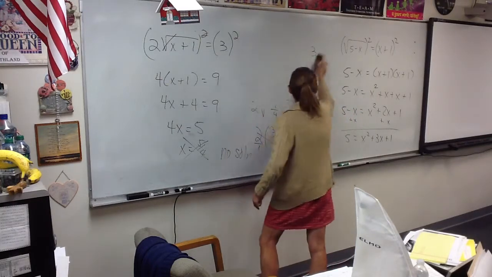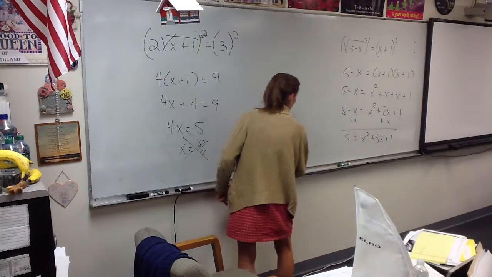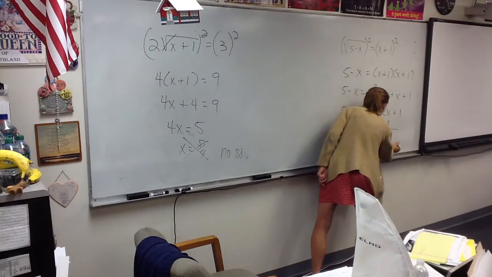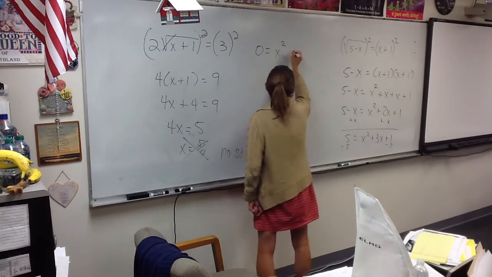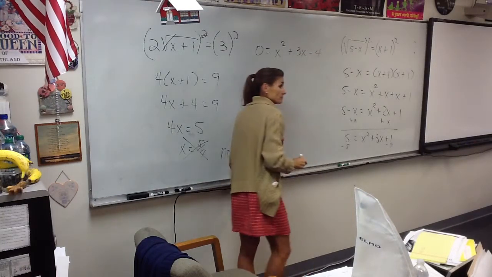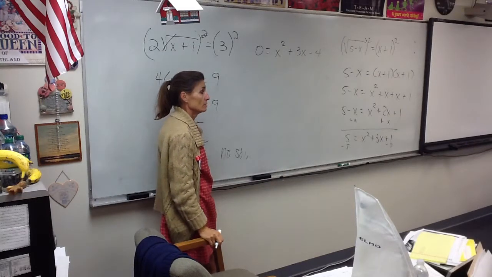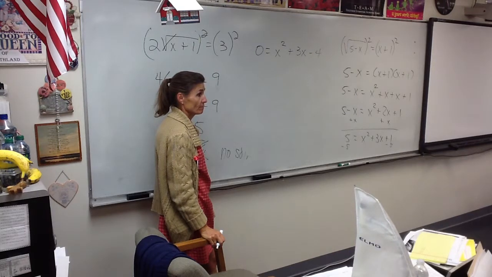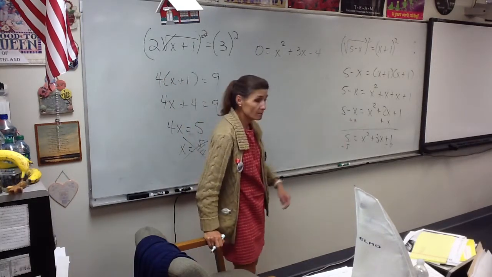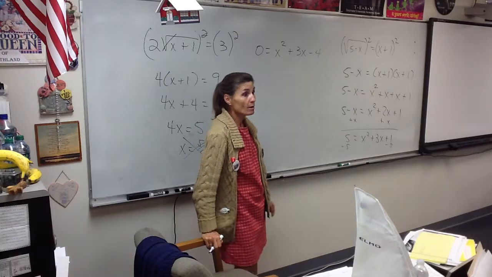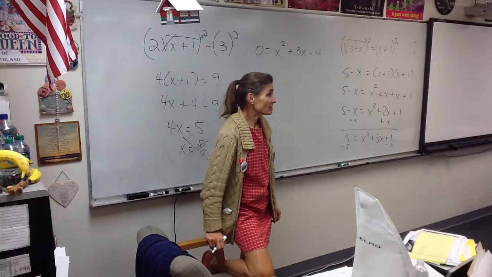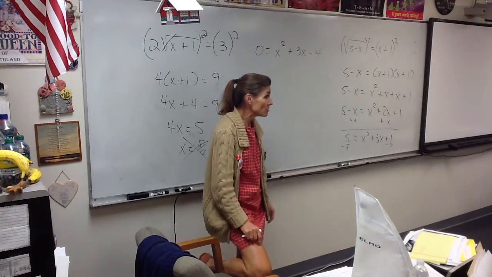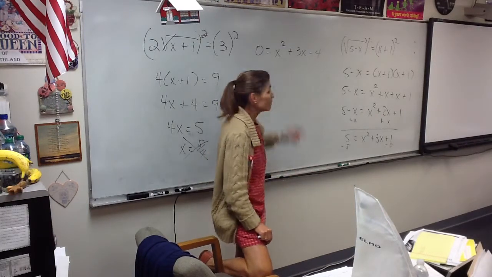And then I will minus the 5. So I have 0 equals x squared plus 3x minus 4. Now you need to solve it. What are your options? You could use the quadratic formula. You could complete the square. And don't forget factoring. If it factors and you're comfortable with that, you can solve this by factoring.